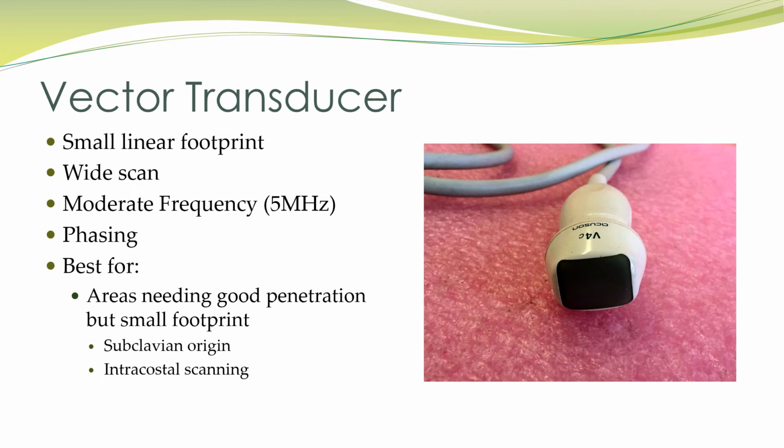Now, a sector is very similar to a vector transducer. You'll just see that rather than that pinpoint origin, the vector has a little bit more of a linear origin, but still a very small footprint. This one would produce an image that has basically a linear type origin, but it spreads the scan out in that pie-shaped format. These are, again, moderate frequency. This one you see here is a 4. They can probably be 3 to 5 or something like that. You don't necessarily see as many of these out and about today. They can use phasing for their focusing and all those other characteristics.